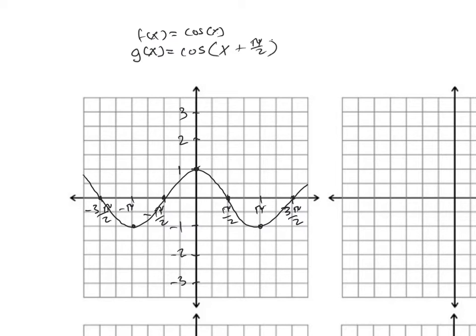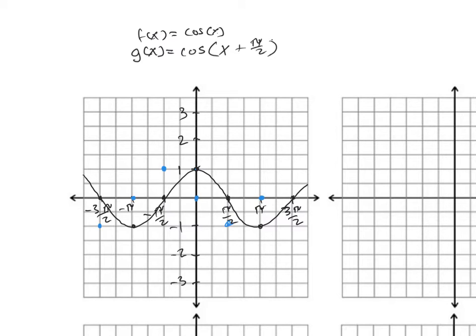Now, my cosine of x plus pi over 2. That plus pi over 2 tells me it's going to shift backwards, or to the left, pi over 2 or 90 degrees. So whatever is here is going to shift back pi over 2. And now I can put in the dots accordingly because everything's shifting backwards by 90 degrees.